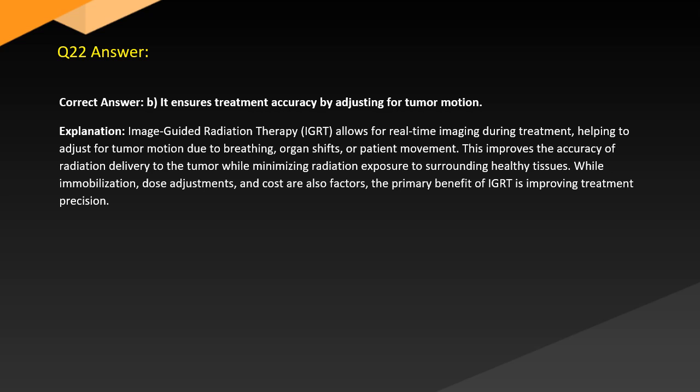Answer. Correct answer: B. It ensures treatment accuracy by adjusting for tumor motion. Explanation. Image-guided radiation therapy (IGRT) allows for real-time imaging during treatment, helping to adjust for tumor motion due to breathing, organ shifts, or patient movement. This improves the accuracy of radiation delivery to the tumor while minimizing radiation exposure to surrounding healthy tissues, while immobilization, dose adjustments, and cost are all factors. The primary benefit of IGRT is improving treatment precision.